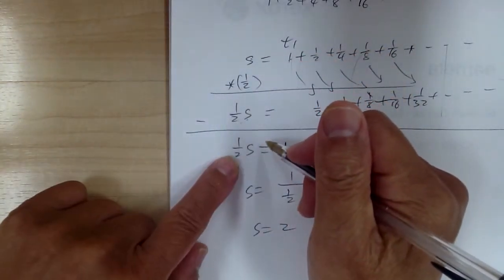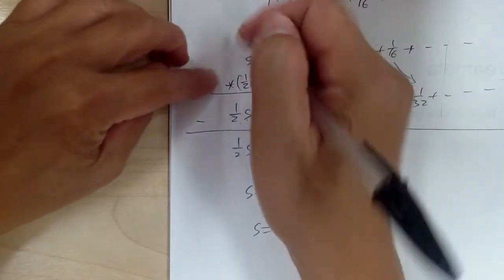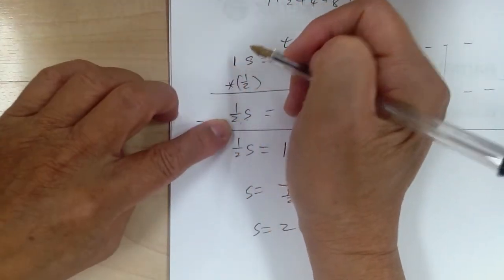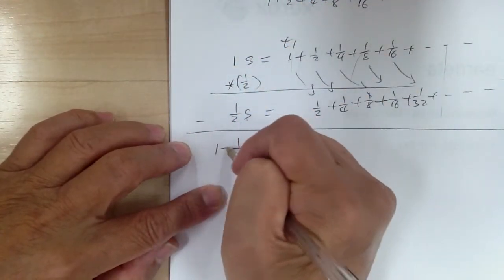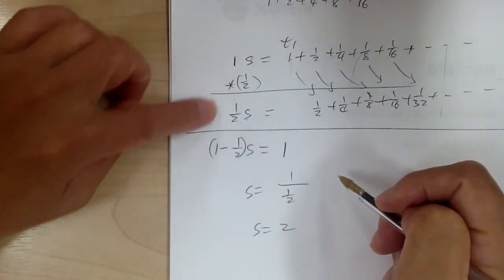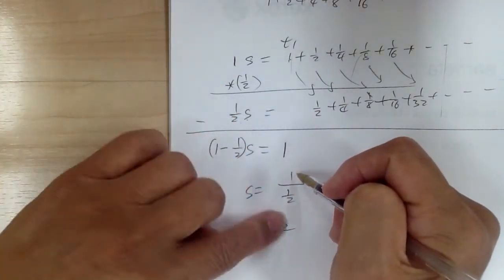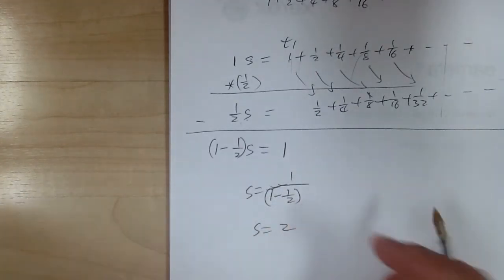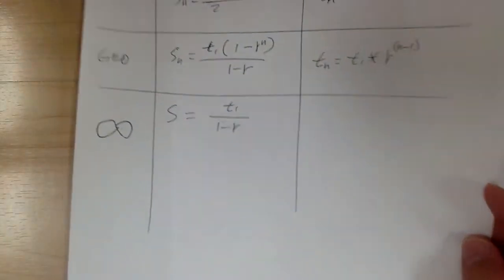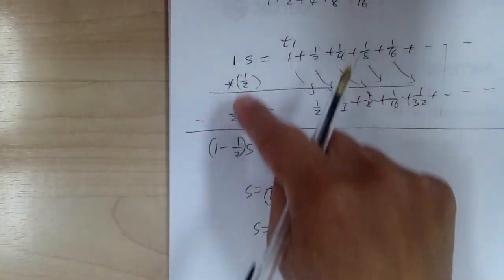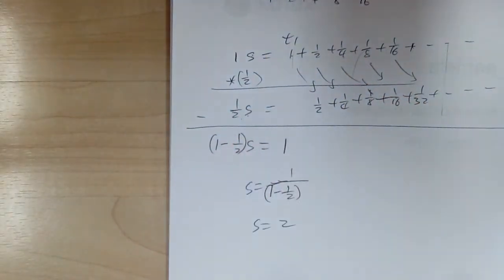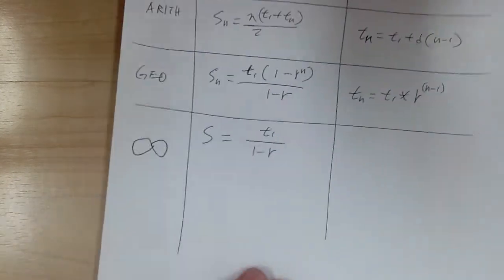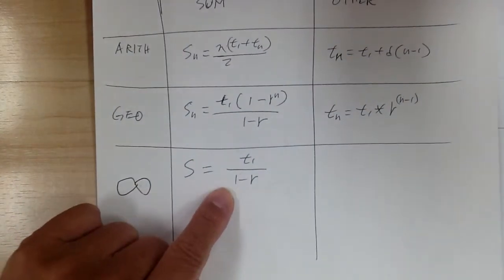And you divide by 1 minus R because you have 1 S and you got 1/2 S. That's what happened: 1 minus 1/2, and you divide. So 1 minus R came from this minus that, and you factored out the S. But anyway, here's your formula for the infinite series.